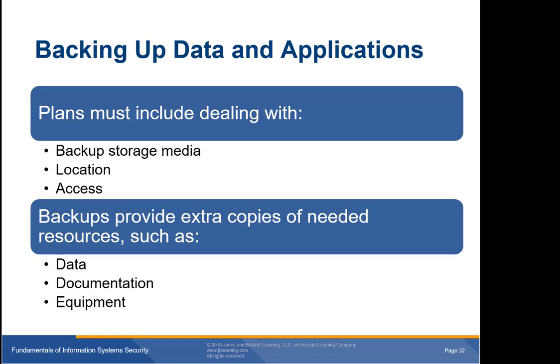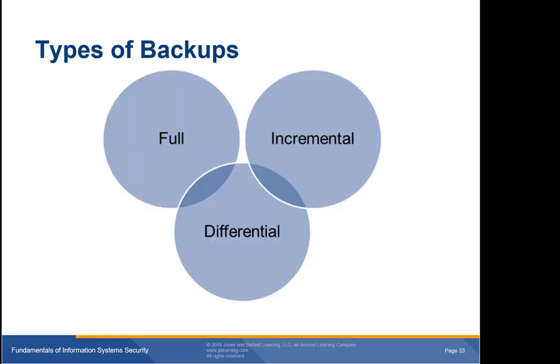Backups provide extra copies of needed resources such as data, documentation, and equipment. You can activate a backup site if a primary site goes down. Similarly, you can restore a backup site, possibly at an alternate site. Then processing can resume. Backups and restores are slow. Businesses have three alternatives for processing them. First, you can do a full backup.